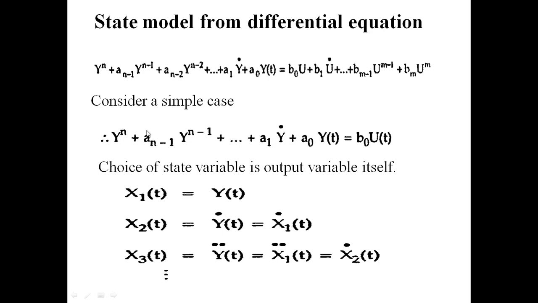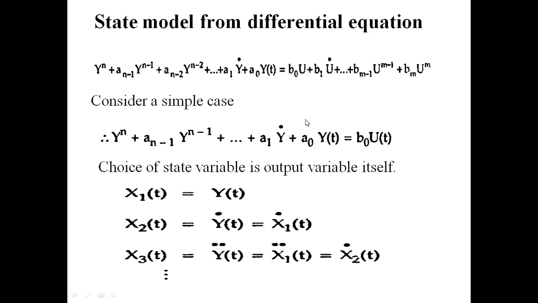Yn is nothing but the nth derivative. So next, the choice of a state variable is the output variable itself. Means I need to form state variables from this, right? So to get the state model equation from this differential equation, I need to choose state variables, right? How to choose the state variables?